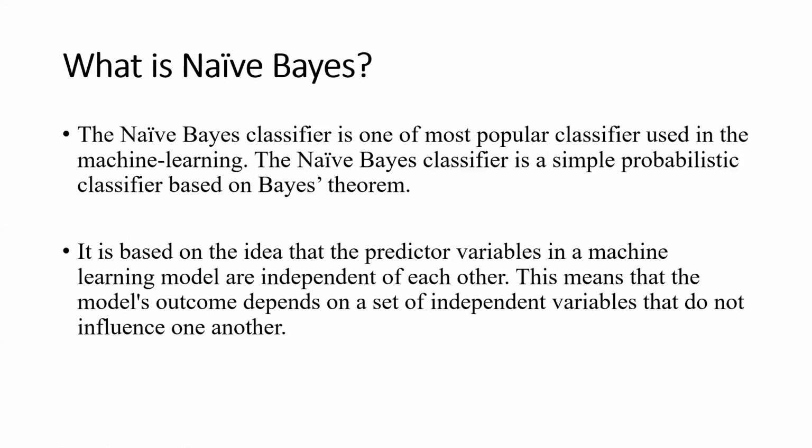So basically, what is naive Bayes? It's also a classifier, a supervised machine learning classifier, which is based upon probabilities. It is based upon the idea that the predictor variables in a machine learning problem are independent. The main thing is that it assumes there is no multicollinearity. The variables do not correlate in any way.